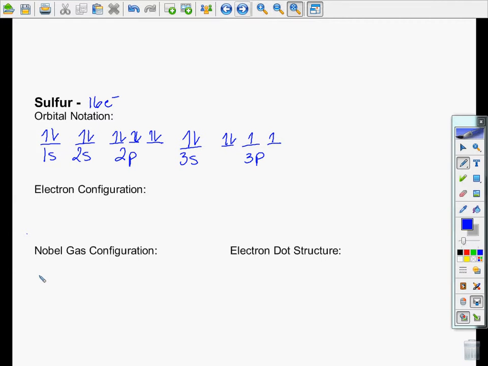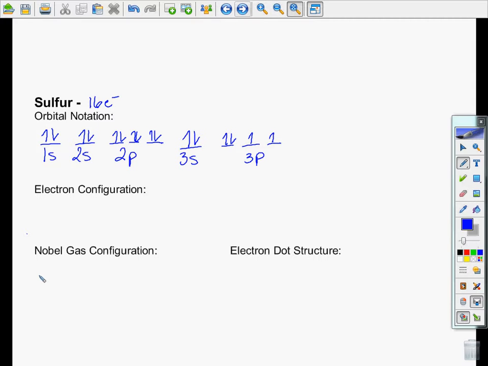Wait, what? Are you getting the shells, like the number of electrons per? The shell is the row. S orbitals hold 2 electrons, p orbitals hold 6. Just what it is. You can count them across on the periodic table. So S holds 2 electrons, P holds 6. We only used 4 because we stopped with sulfur.